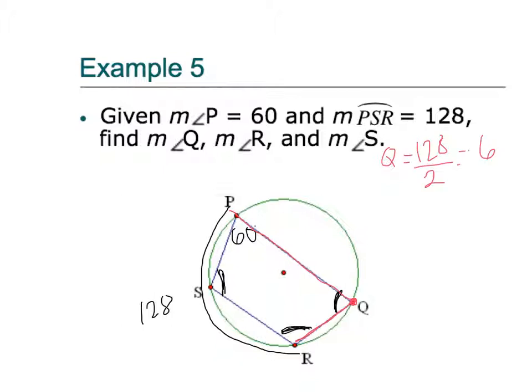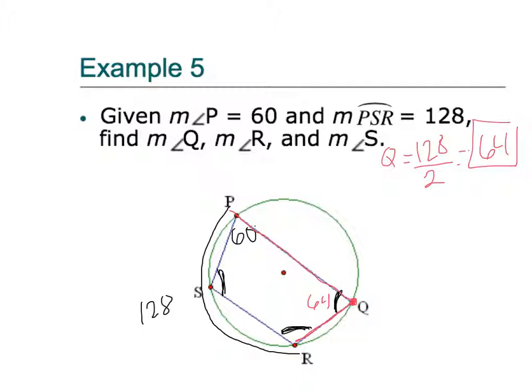If you do, then we know measure of angle Q will equal half of that intercepted arc, and I get 64 degrees. I'm going to write that in here. 64 degrees is angle Q, again, because the vertex is on the circle and it opens up to arc PSR. I divided 128 by 2 and I got 64 degrees. What else do I know?